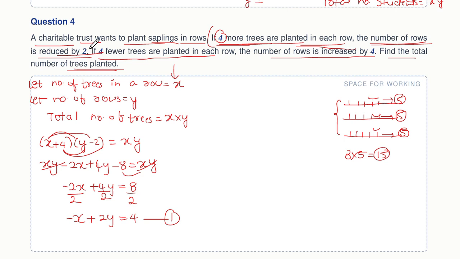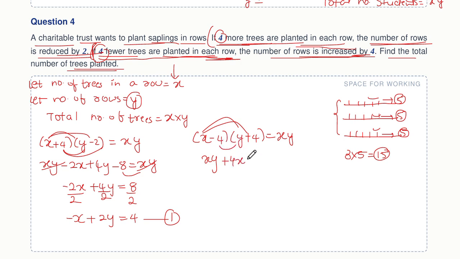Similarly, look at the second statement. If 4 fewer trees are planted in each row, so number of trees in the row means x, but 4 fewer trees means x minus 4. In that case, the number of rows increased by 4. So number of rows means y, increased by 4 means y plus 4. So by multiplying these 2, we'll get total number of trees, which is xy. So same idea: x into y, xy, x into plus 4, plus 4x, minus 4 into y, minus 4y, minus 4 into plus 4, minus 16 is equal to xy.